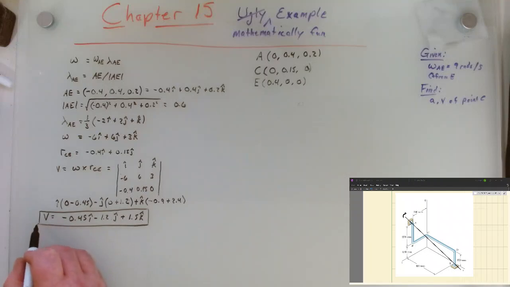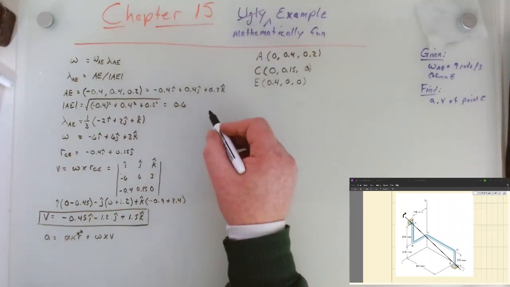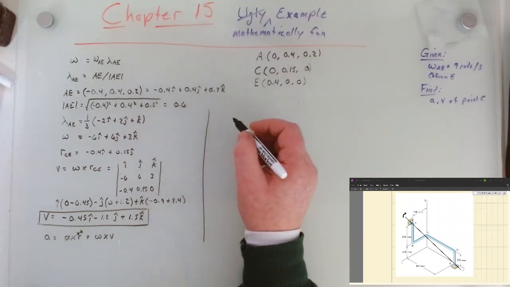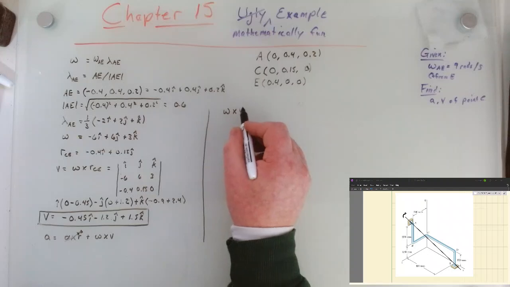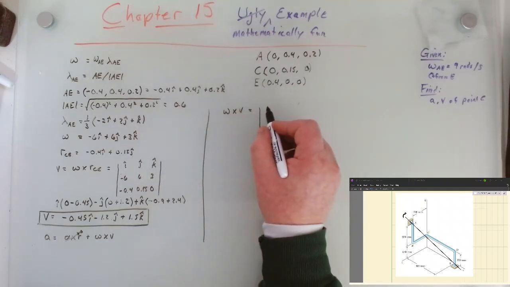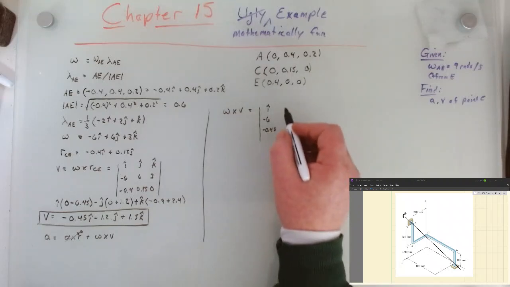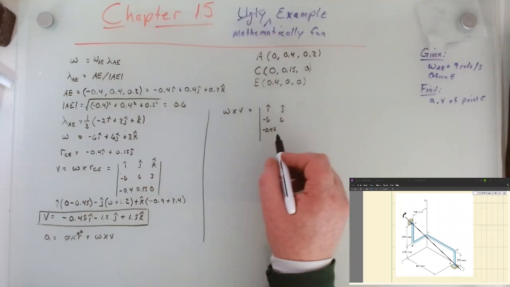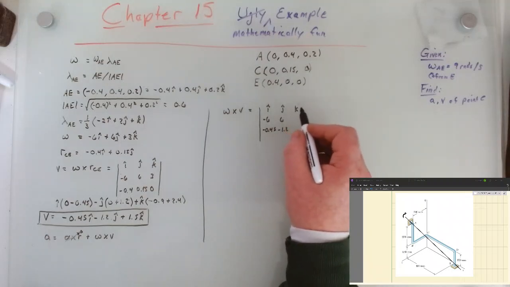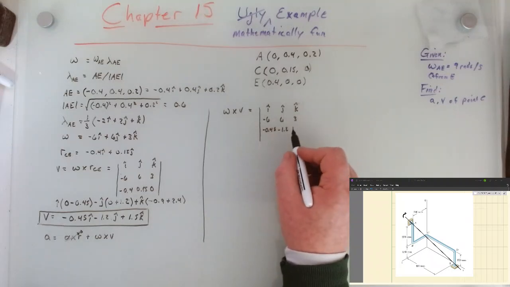Okay, now recall from the last video that A is equal to alpha cross R plus omega cross V. In this problem we're given that alpha is 0, so this component is 0, but we need this, so we need to cross this again. Alright, so come over here, we still have some room. And so what are we doing? We're doing omega cross V. And so in the i direction, omega is minus 6, V is minus 0.45. In the j direction, omega is still 6. This is minus 1.2. In the k direction, this is 3. And this is 1.5.